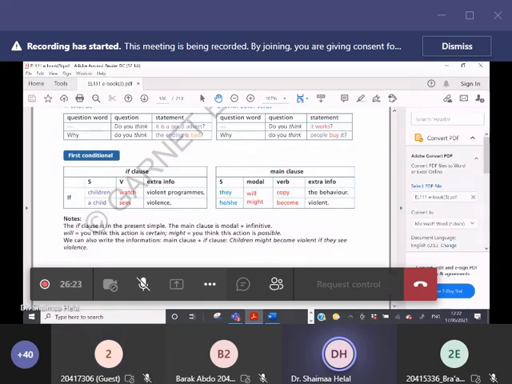Now we said that we can change them instead of starting with the if clause. If you start with the if clause, you must add the comma here. But if you convert them, for example, starting with the main clause and then followed by the if clause, in this case there is no need to add the comma. Look at the example. Children might become violent. There is no need to add a comma here if they see violence.